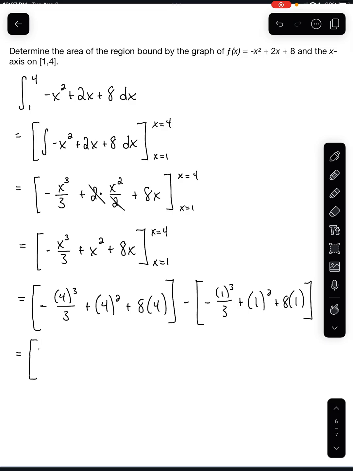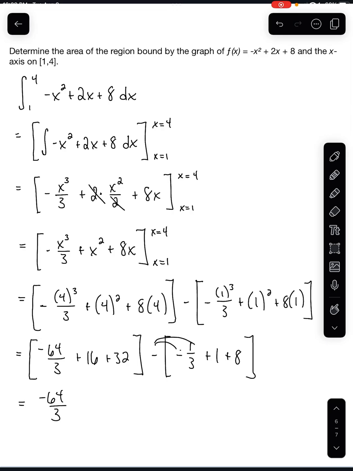And the rest is just cleaning it up and doing the arithmetic. We have negative 64 over 3 plus 16 plus 32 minus negative 1/3 plus 1 plus 8. Now, I suppose what we could do is get a common denominator for everything, but if we're observant here, we might notice that the two fractions are actually going to combine and simplify down to a whole number. So we're going to have negative 64 over 3, and from distribution of the negative here, we're going to have plus 1/3, and then we have plus 16 plus 32 minus 1 minus 8. And when we combine these two fractions, it becomes negative 63 over 3, which is just negative 21.